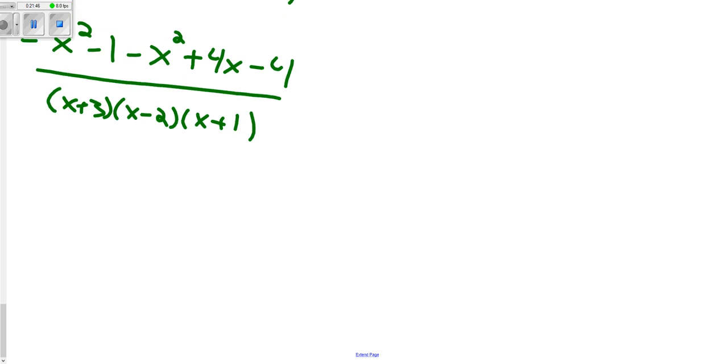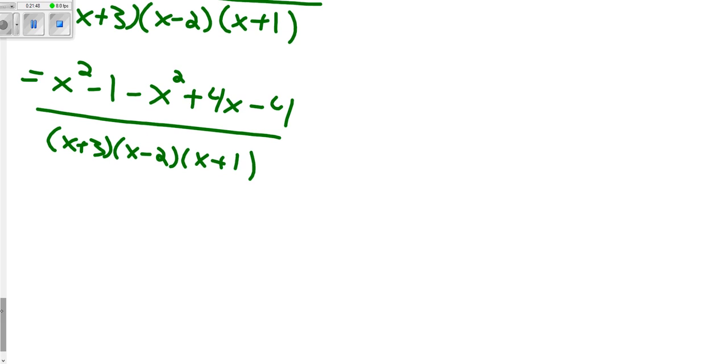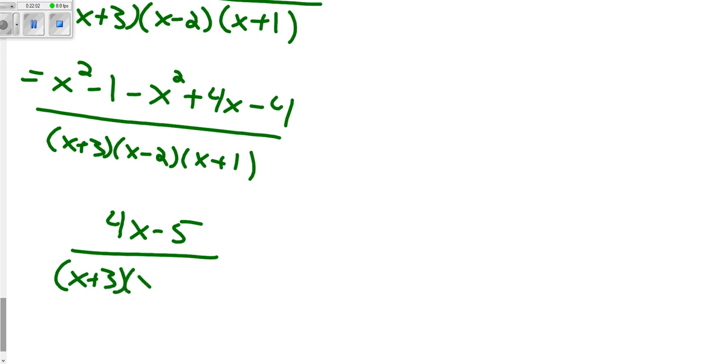Okay, so now you just combine like terms. So x squared, take away x squared, 0. 4x, it's just 4x. -1 and -4 become -5. Are you just adding? Yeah.